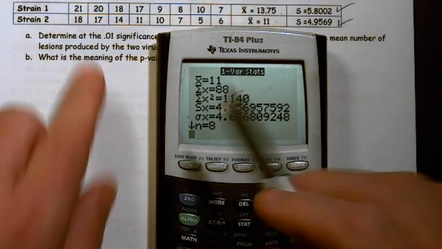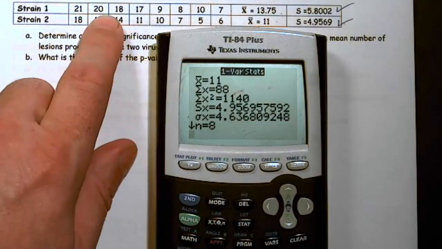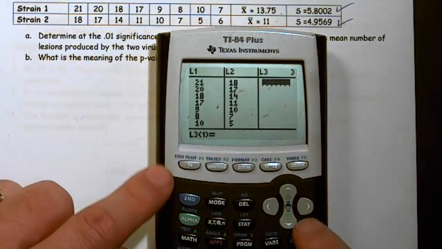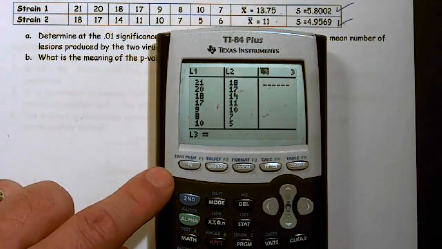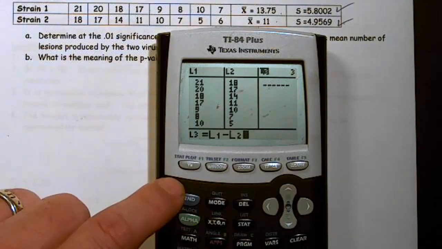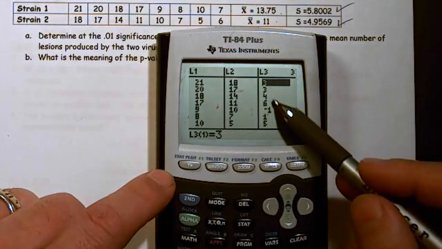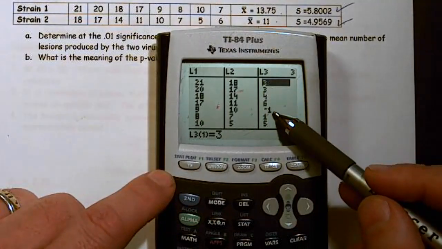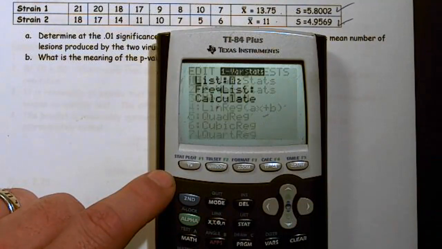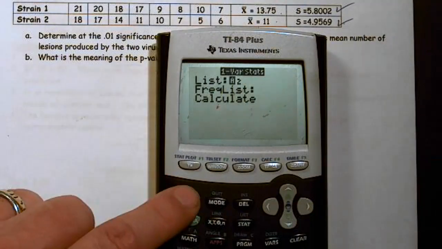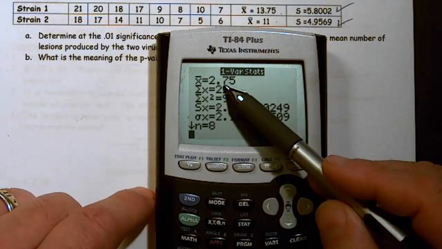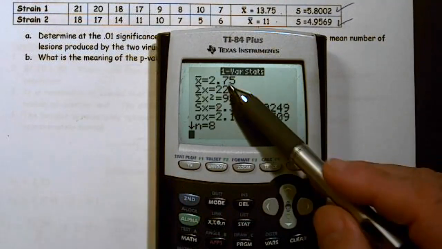But we're looking for the differences, which means I need to subtract every single one of those, which I can do by hand, or I can go to the calculator and arrow up to the top of L3 and go second 1 minus second 2, and I get every single one of the differences. At that point, I have stat, calc, one variable statistics. My list is L3.